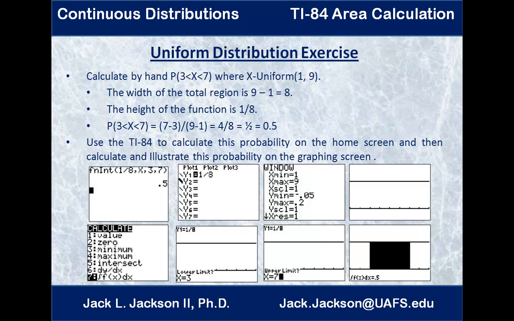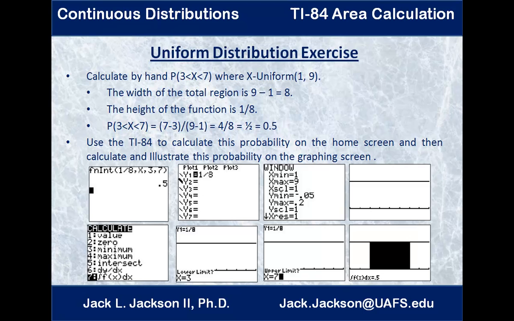Now let's use the calculator to do it. Well, we can do it directly from the home screen. We can do function integrate, and our formula for our PDF is just a constant function, 1/8. Then you say comma x, comma, and we want to go from 3 to 7, so 3 comma 7, close parentheses, enter, and sure enough you get 1/2 or 0.5.